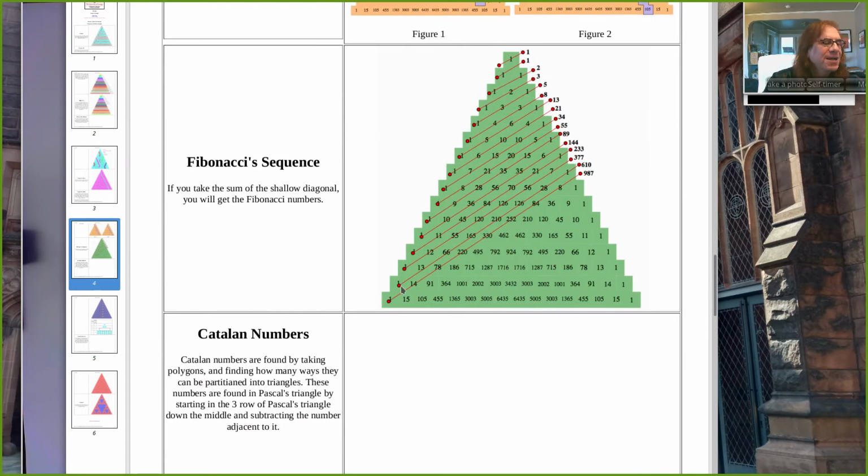Fibonacci numbers, so if you add up each diagonal, you get the Fibonacci sequence. We're going to talk about Fibonacci numbers in a bit, but that's related to golden ratio, so if you haven't encountered Fibonacci numbers, check that out, and we'll talk about them in a little bit. Yep, so they're definitely related. So add up along each diagonal and you get this Fibonacci sequence.